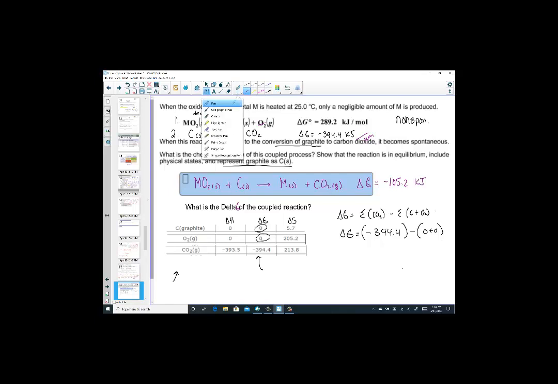And notice now, based on the sign, it is negative, so therefore it is indeed spontaneous in the forward direction. We coupled a reaction, so we added the delta G's. Adding two equations, we simply add the delta G values. It's an application of Hess's law.